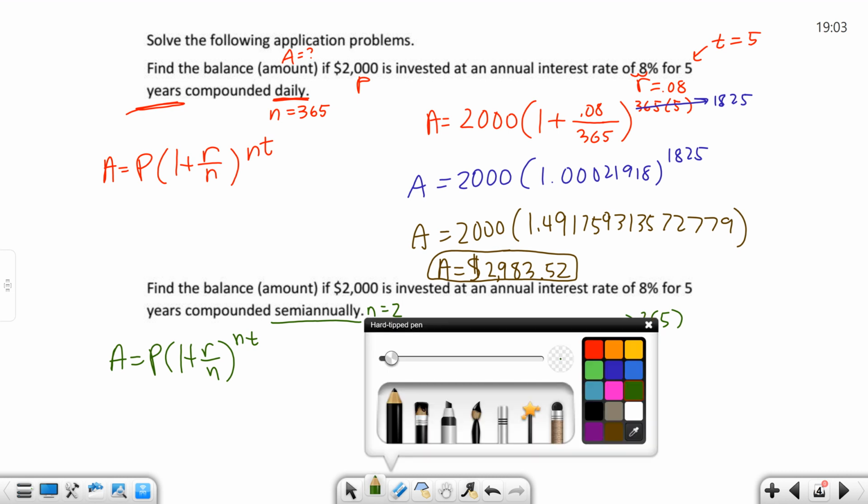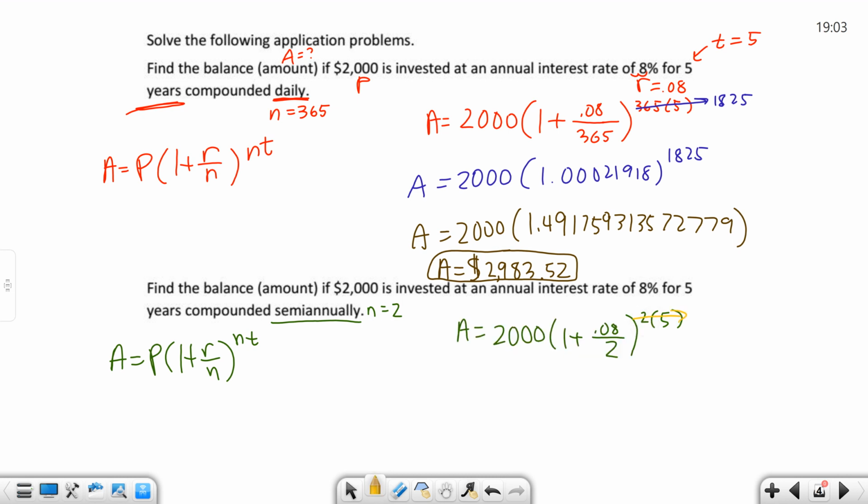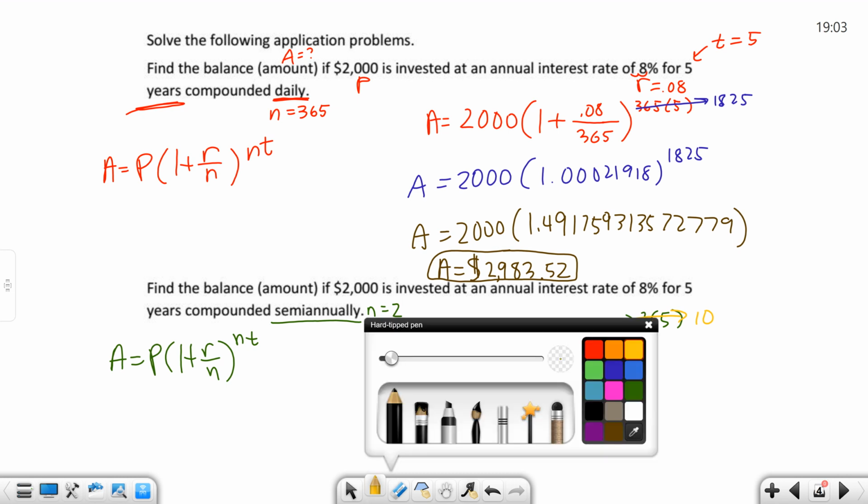Because here's your power. 2 times 5 is what? 10. So I've got my power of 10. I didn't need a calculator to put that in. You can check it with a calculator if you want to, but 2 times 5 is 10. So you start with 0.08 divided by 2 plus 1. And this one is rounded because it only goes to two decimal places, 1.04 to the 10th power. Now you raise it to the 10th power, however you do that on your calculator, and this one is going to go out much further. Okay? So let's keep going here.